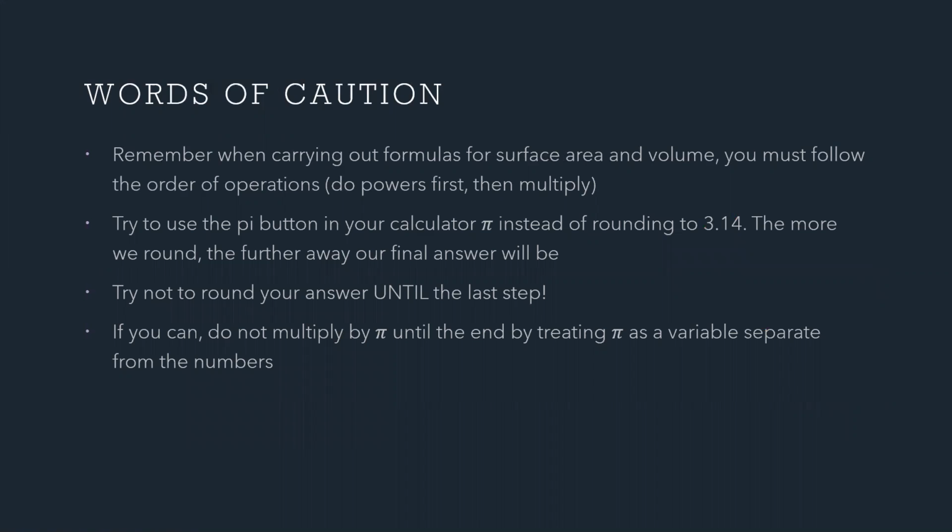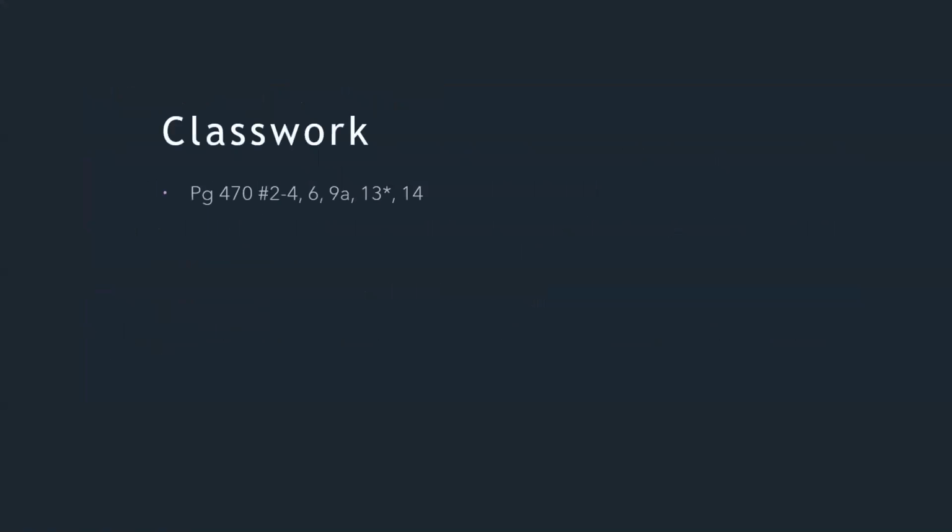And if you can, I already mentioned this, do not multiply by pi until the end. So basically you're treating it as a separate variable. Again, this will just give you a more accurate answer. And as I mentioned already, make sure you actually use the pi button in your calculator, not 3.14, because that actually does make quite a big difference in the end. And that is it.